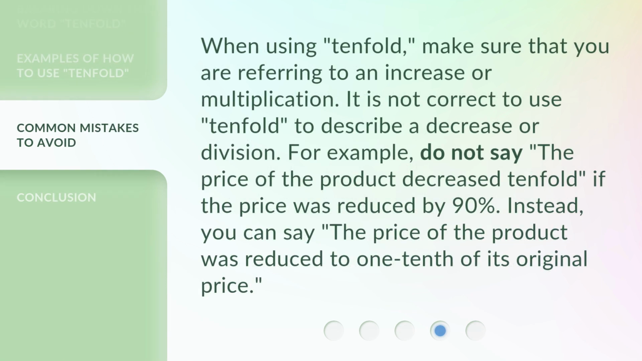When using tenfold, make sure that you are referring to an increase or multiplication. It is not correct to use tenfold to describe a decrease or division. For example, do not say, the price of the product decreased tenfold, if the price was reduced by 90%. Instead, you can say, the price of the product was reduced to 1/10 of its original price.